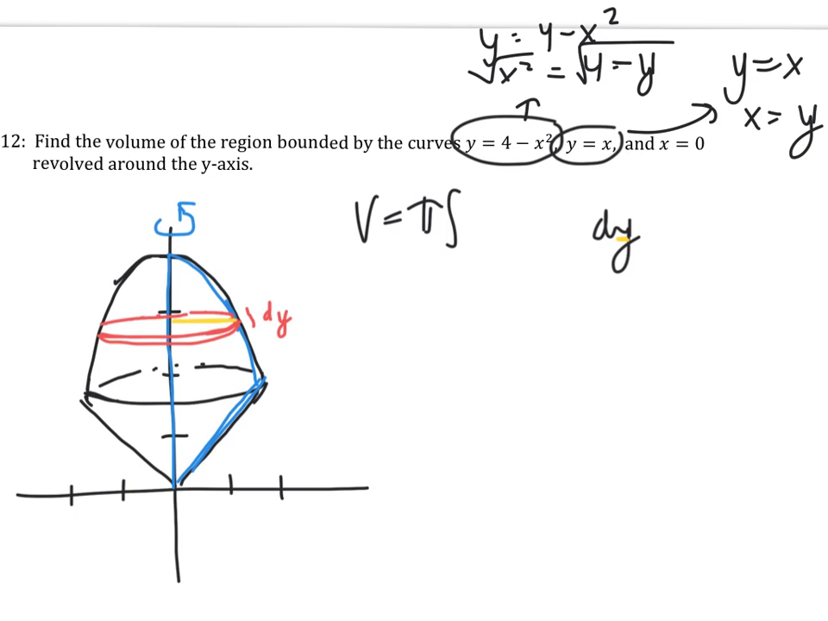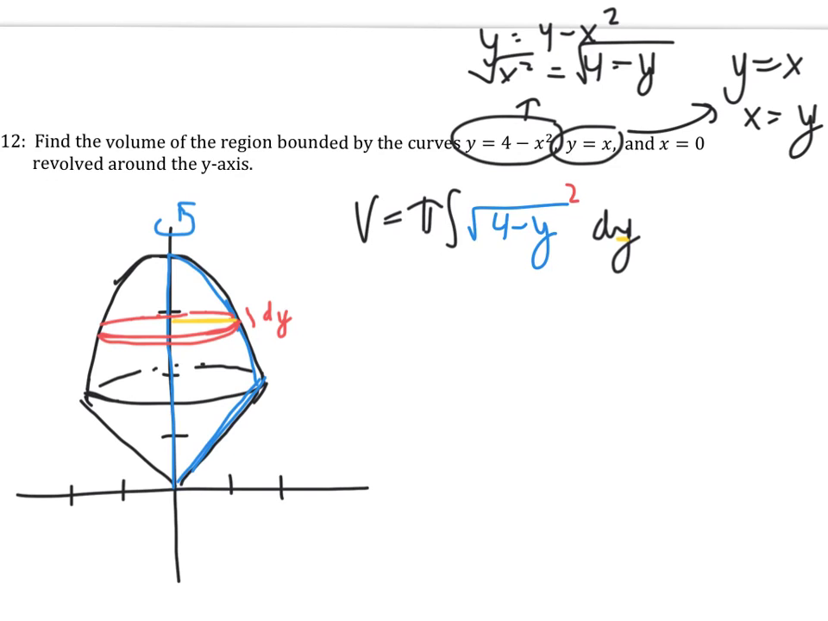So in my first section, the top section, the curve I'm going to be using is my parabola, x equals the square root of 4 minus y. So I'm going to go ahead and put that in. Remember, that's my radius, but I need to square it because my formula says pi times radius squared gives me area. So I'm going to square that.